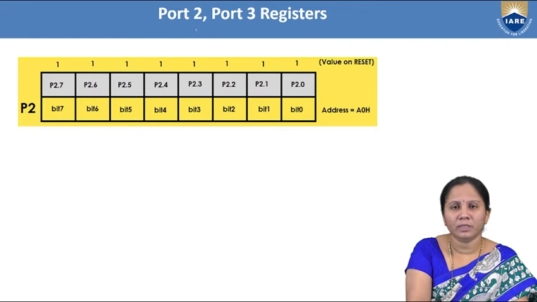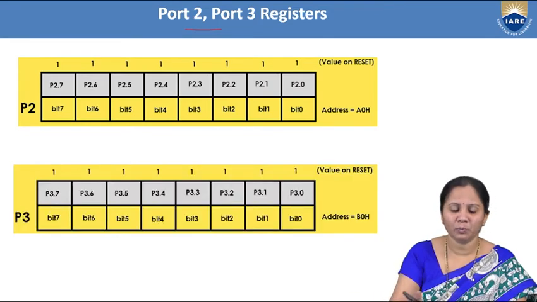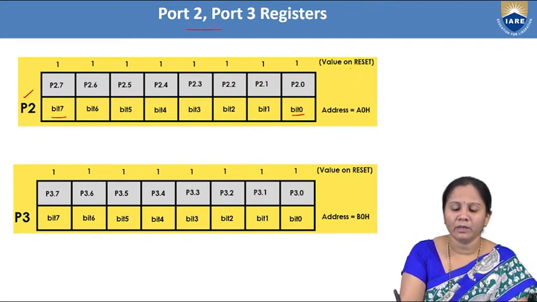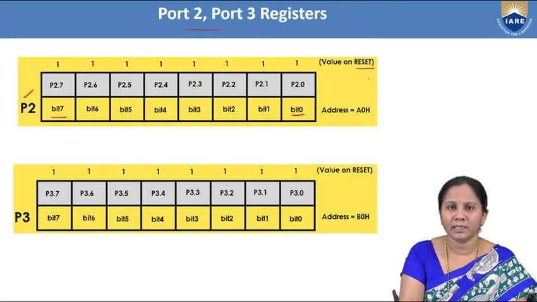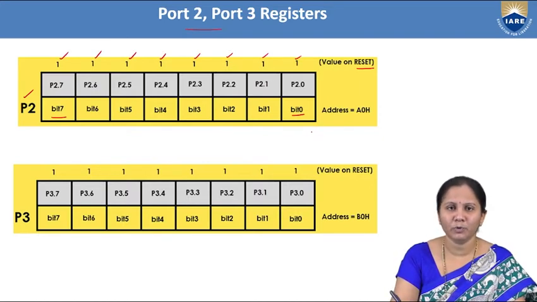Coming to the next IO port registers, that is port 2 and port 3. Here are the formats of the two port registers. This is P2. The port 2 register is 8-bit in size, from bit 0 to bit 7. When port 2 is reset, all the bits will hold a value 1. That means the port pins will be used as input pins, and it has a fixed address in the SFR address space, A0H.